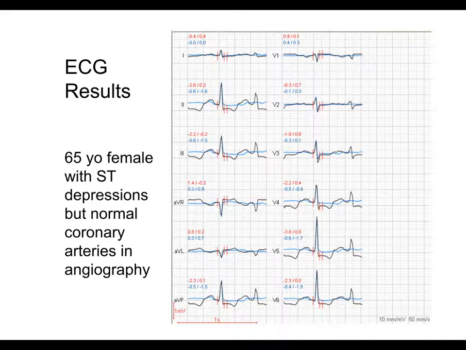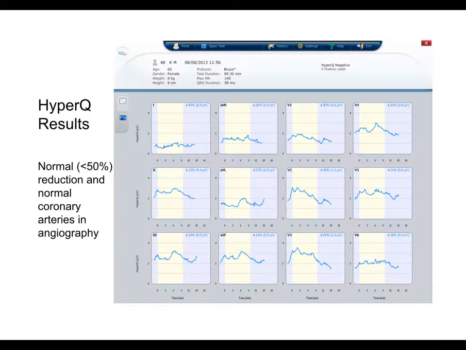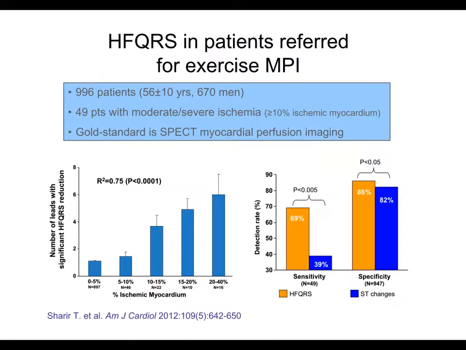These are conventional ECG results of a stress test showing the 12-lead view of a 65-year-old female. The black trace is an average signal from the peak exercise stage of the test, and the blue trace is from the rest stage at the beginning of the test. Significant ST depressions appear in several leads. HyperQ, the HFQRS analysis algorithm used to analyze the same test presented in the previous slide, demonstrates a perfectly normal result with no positive leads.